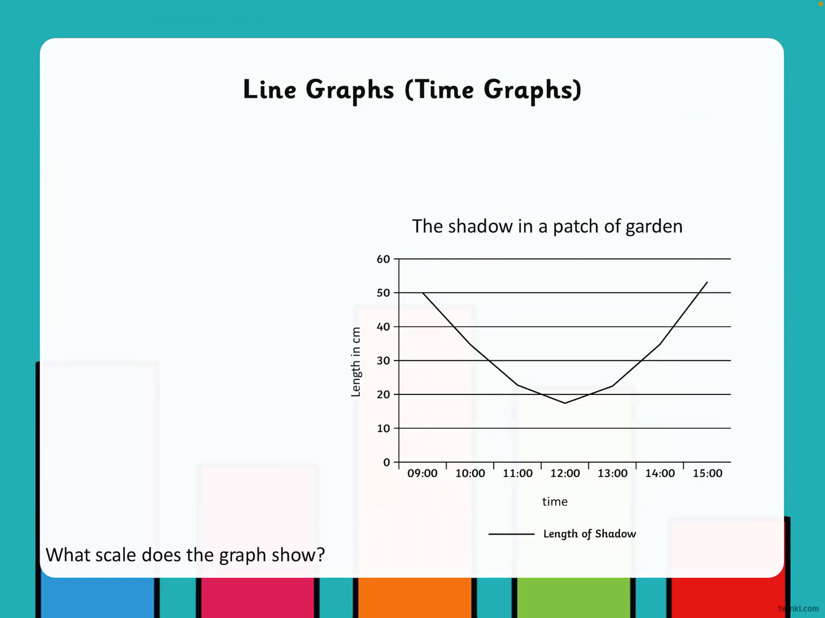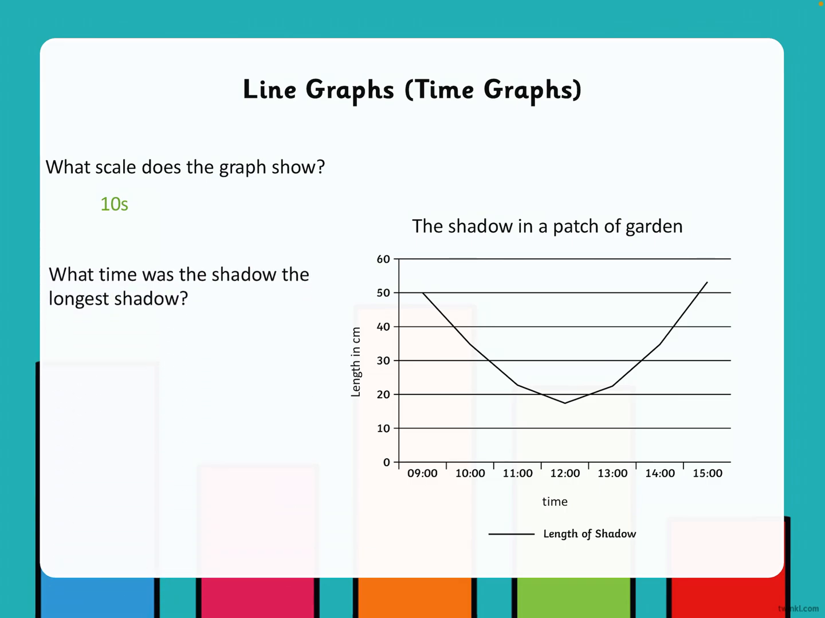So let's see if we can analyse this data. What scale does the graph show? It's going up in tens. What time was the shadow the longest? Well, if we look at the graph, the longest it got was just above 50 centimetres, so about 54 centimetres. And that was at 3 p.m. Why do you think the shadow keeps changing?